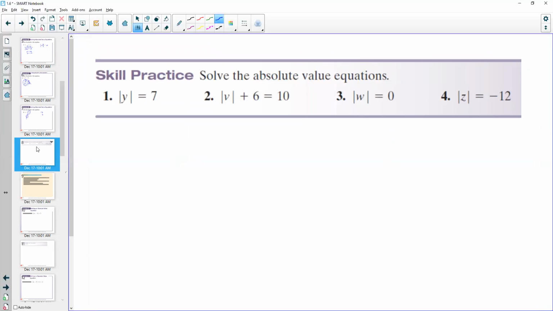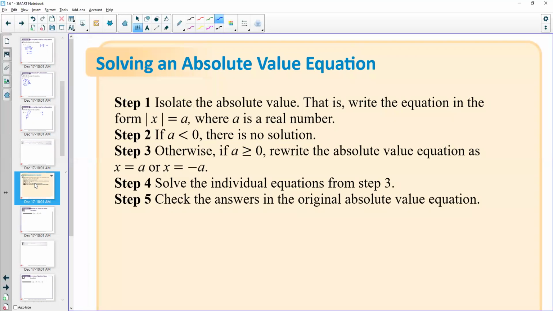All right, so these are ones very similar to the examples we just did for you to try. Go try them, okay?